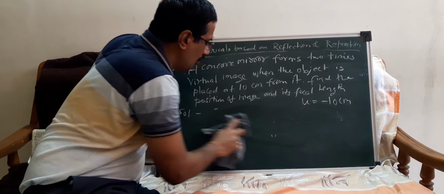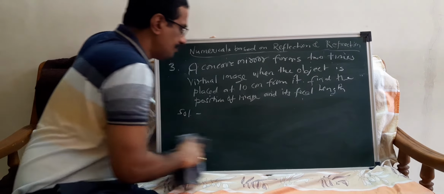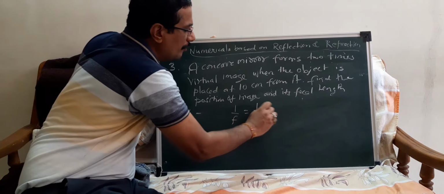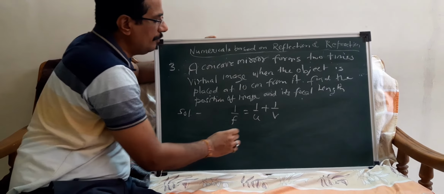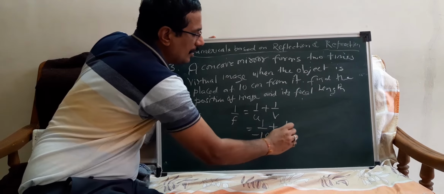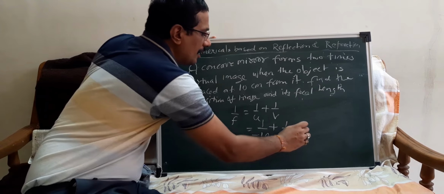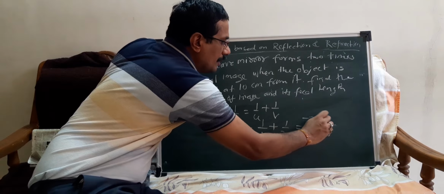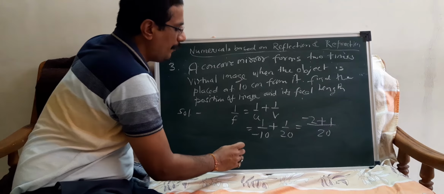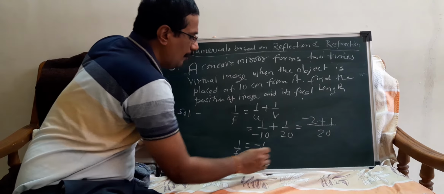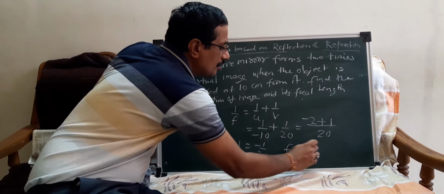Now we will use the focal length formula. 1 upon f equal to 1 upon u plus 1 upon v, the mirror formula. Clear? So 1 upon u is minus 10 and v you got is 20. So 20 is the LCM, minus 2 plus 1, that is 1 upon f equal to minus 1 upon 20. So f will be equal to minus 20 centimeter.